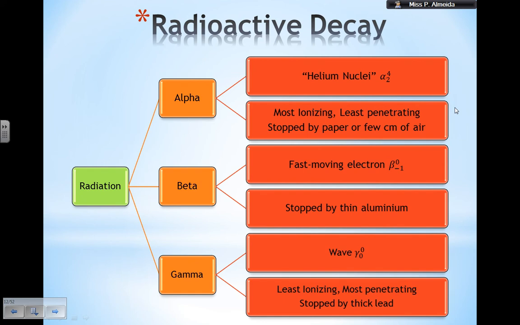It is the most ionizing of all, it is the least penetrating, and it is stopped by paper or a few centimeters of air.